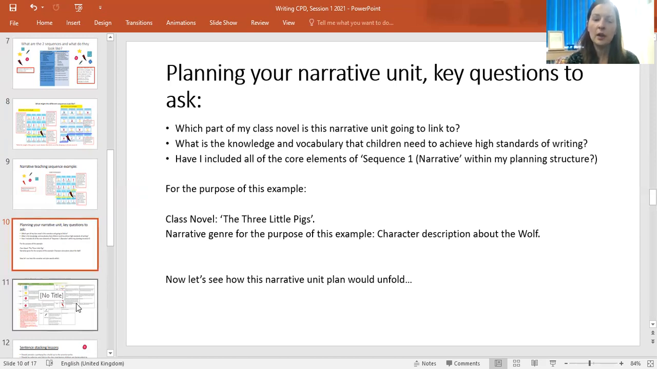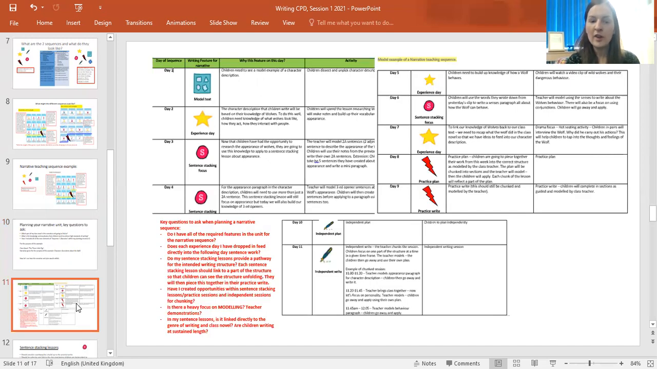I've put together an example of a narrative unit and what it might look like based on all the things that I've said. So I focus on the 3 Little Pigs, Key Stage 1, and this obviously isn't a planning structure, but this is basically the sequence of lessons in the order that I'm going to follow.